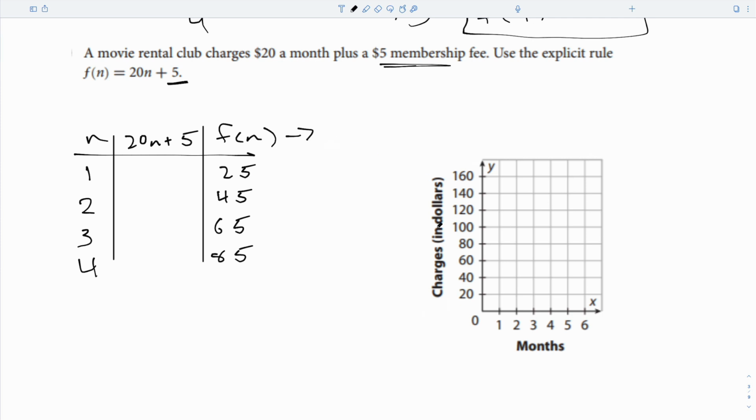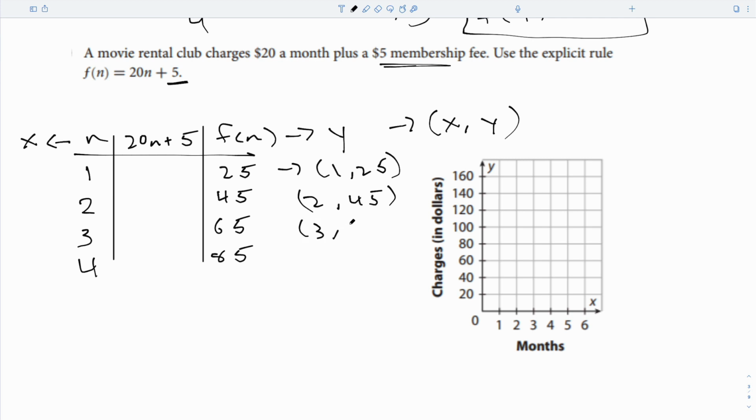So let's just graph this thing and see what it looks like. F of n is actually going to be your y. So the n is actually going to be your x. And when you make a table, you need points that are in x, y form. So your first point is going to be (1, 25), then (2, 45), then (3, 65), then (4, 85).